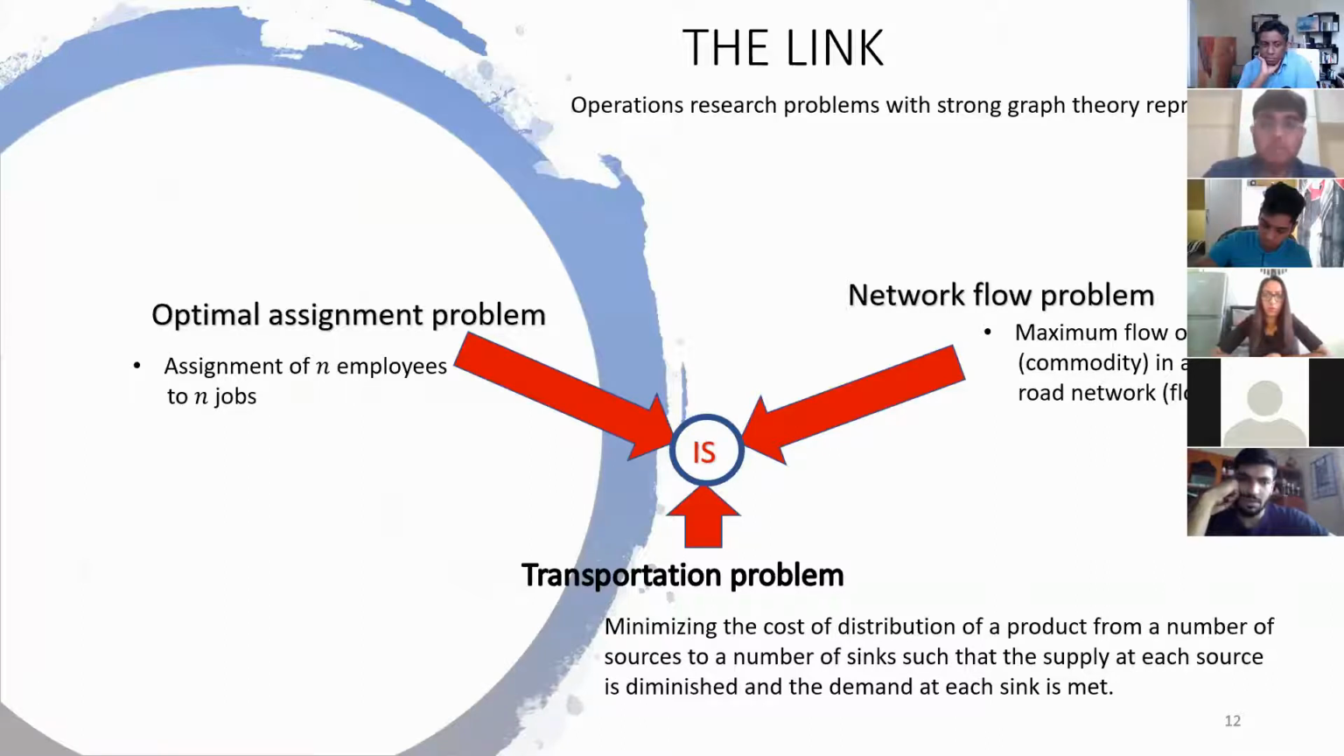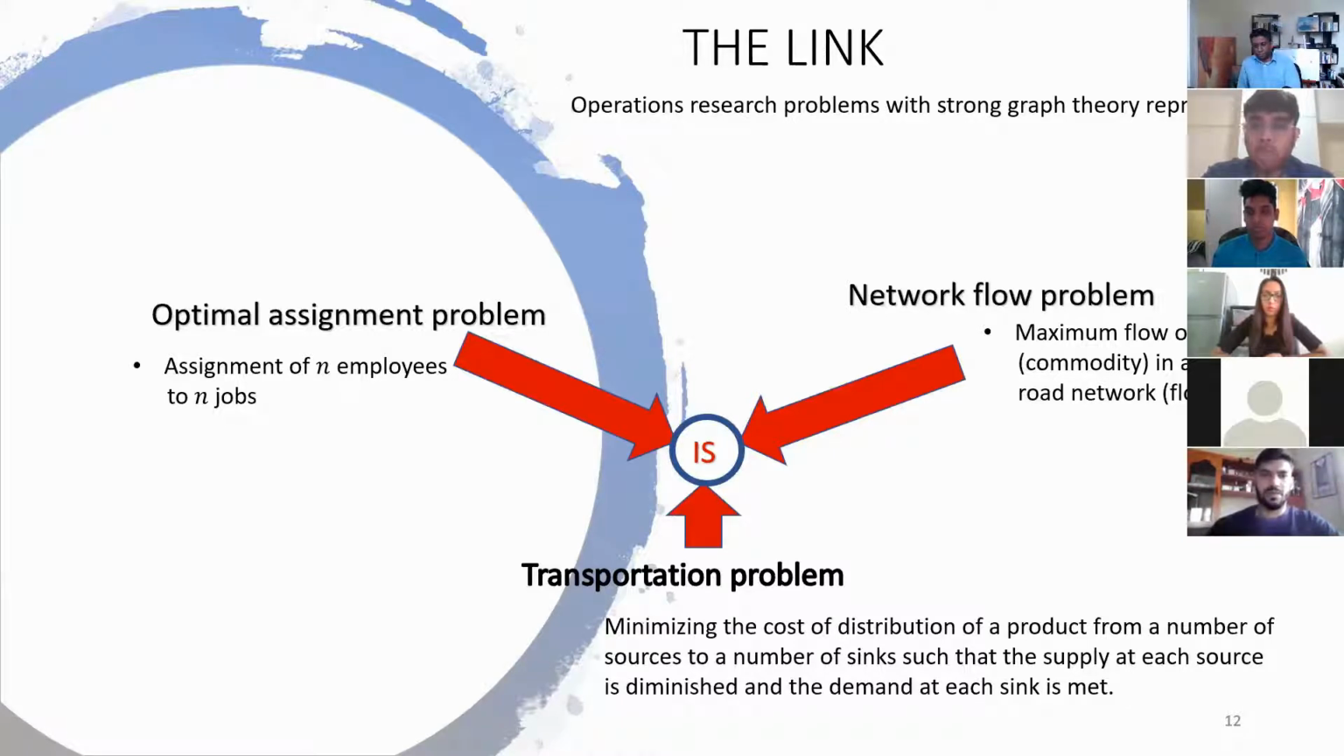So as the name suggests, the optimal assignment problem seeks to find out how best to assign one set of entities to another disjoint set of entities. A common example is assigning n employees to n jobs, in which assigning an employee to a job incurs a cost to the company. The objective is to create an optimal assignment or matching in which the total cost of assignment to the company is minimized.